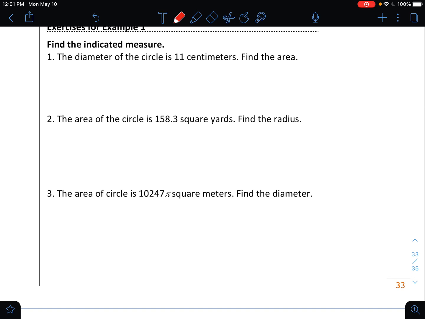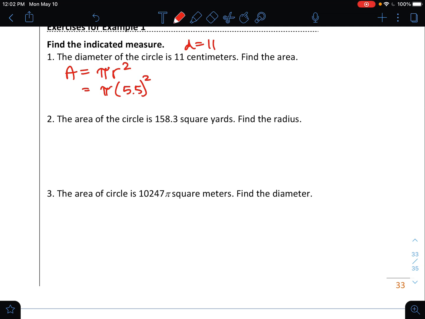Okay, number one, the diameter of a circle is 11 centimeters. Find the area. Okay, so diameter is 11. So the area formula is pi r squared. So I need to take diameter and turn it into radius. So radius is just half of diameter. So you are actually substituting in 5.5.